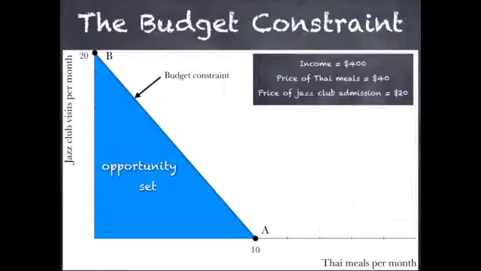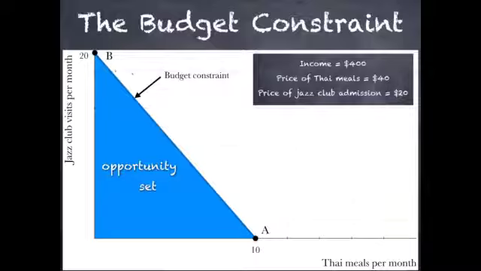But also inside that budget constraint is also possible. Right? That just means you're saving some money. You're not spending your entire income. So it's still possible to purchase combinations of jazz club visits and Thai meals per month below the budget constraint. It just means that you're saving some money. You're not spending all your money.